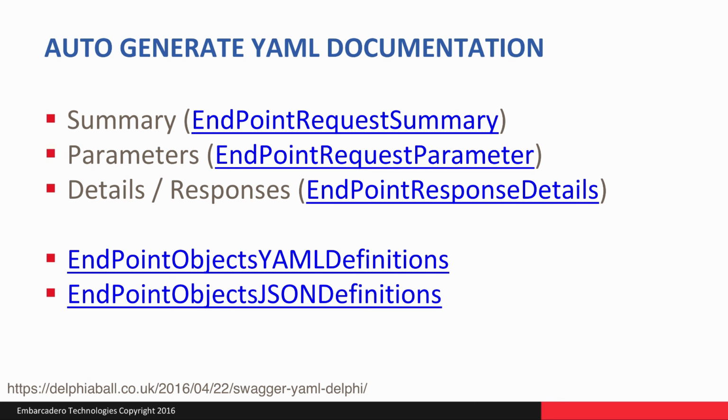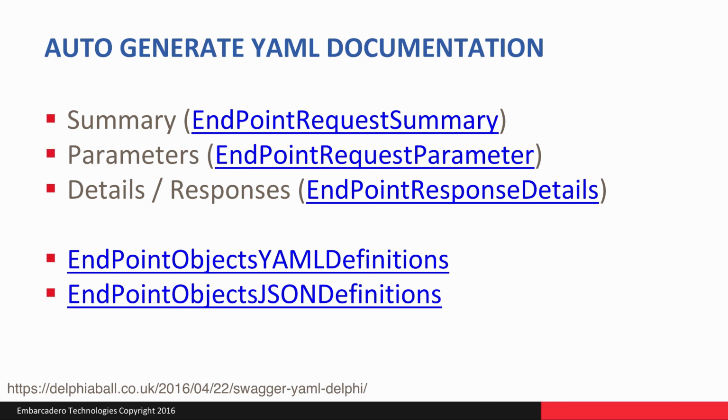And then finally, there are details and responses, so you can define what responses you're going to get from the API. What does a 404 mean? What does a 201 mean? You can define exactly what you're going to get sent back. And that response could also include structures, and those structures you can define globally and then just put a reference point to them, so you don't have to declare them time and time again. And that's really where the endpoint objects, YAML definitions or JSON definitions come in.